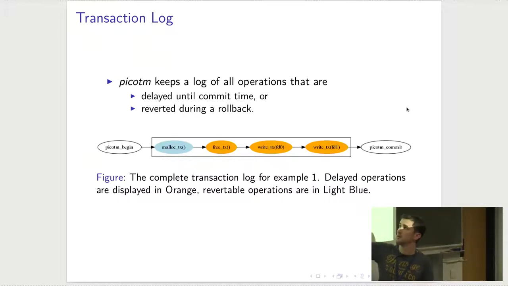So whenever malloc runs, malloc.tx, it puts an entry into the log. And when our transaction has to abort, then the framework goes through the log, basically backwards, and undoes any operation that needs to be undone. So the functions that are delayed until commit are shown in orange here, and the blue function is undone if the transaction has to be aborted.